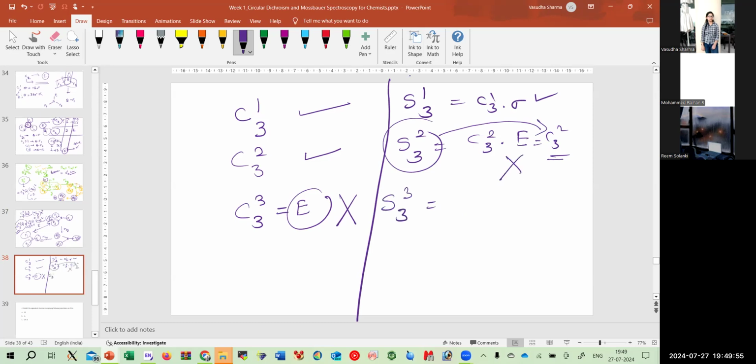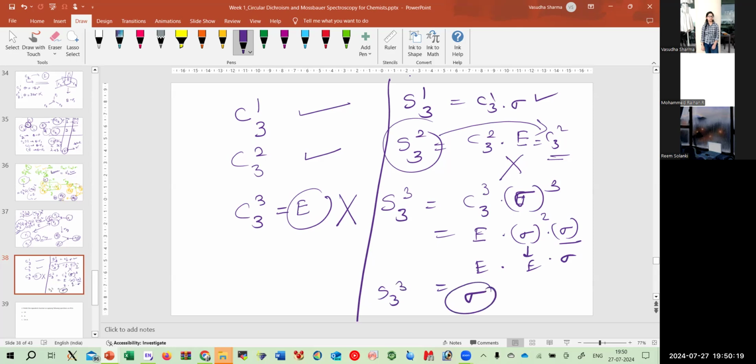Now take S33. This is C33 into identity, into sigma 3. Now C33 is what? Identity. And sigma into sigma 3 times, if you just do a calculation, sigma 2 is identity again, and this is sigma, right? Anything multiplied by identity would be the element itself. So S33 is your sigma. So this is also not improper. This is also not counted. Only S31 is counted so far. You understood? Yes, ma'am.